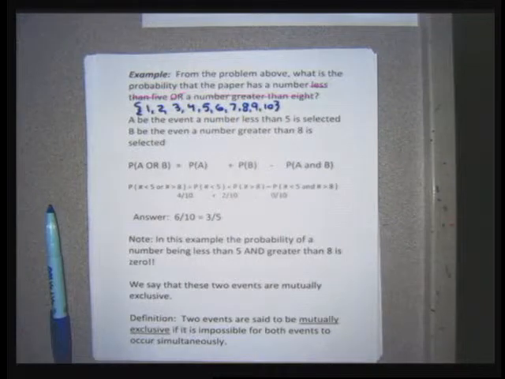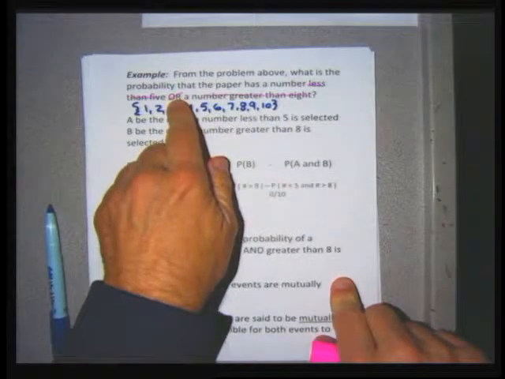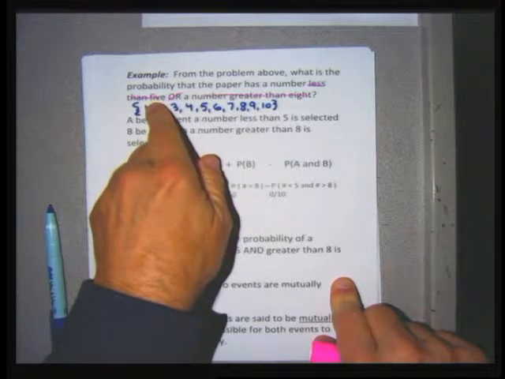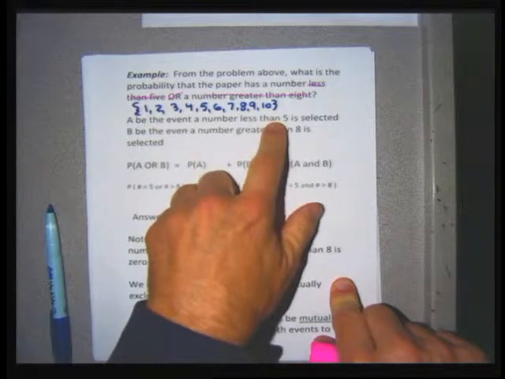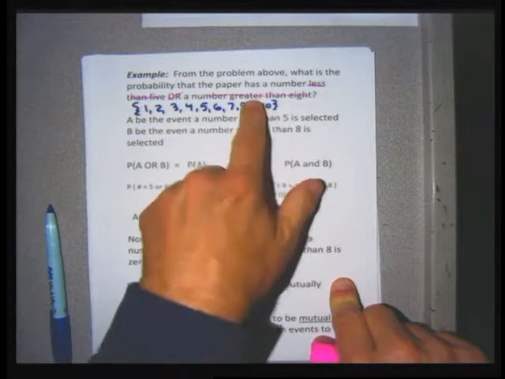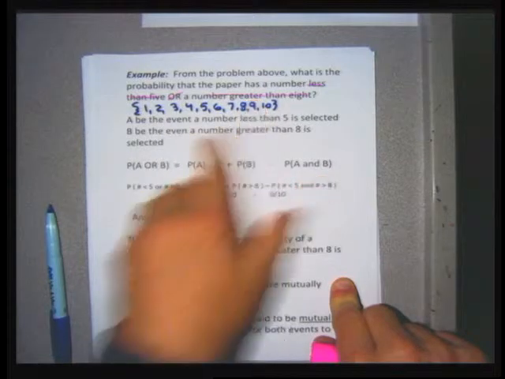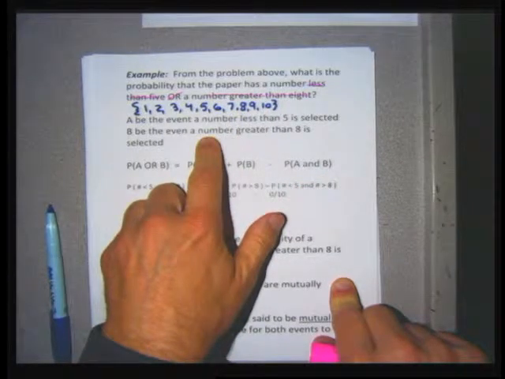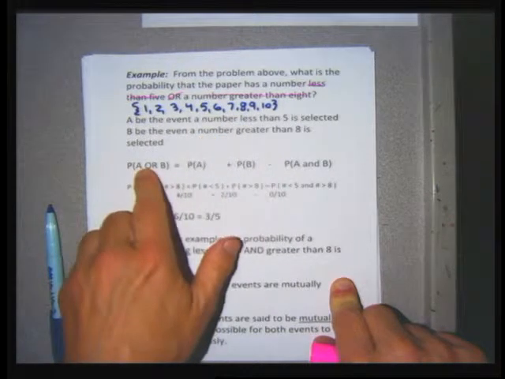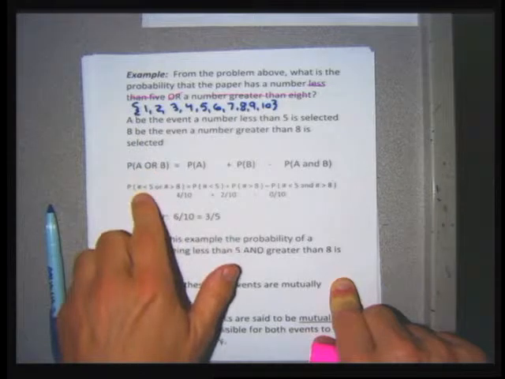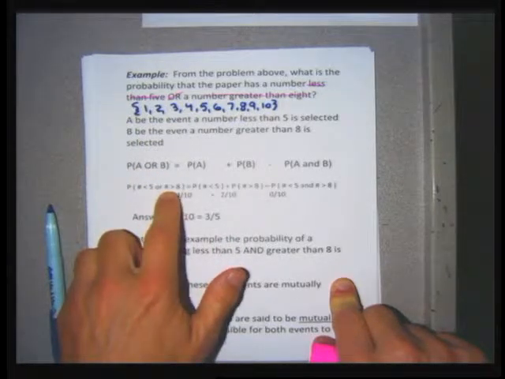So let me try to do this in events. I look to the left of the word or, and the event that's described to the left of the word or is getting a number less than 5. So I'm going to call A the event of getting a number less than 5. After the word or, I see getting a number greater than 8. So I'm going to let B be the event of getting a number greater than 8. So for my probability of A or B, it's going to be the probability of getting a number less than 5 or a number greater than 8.